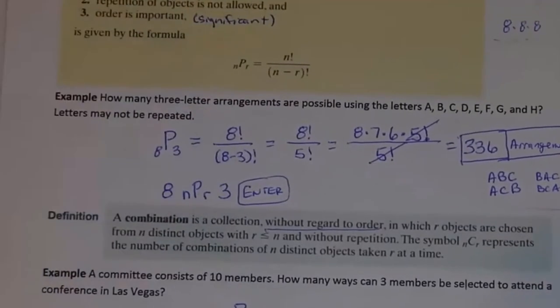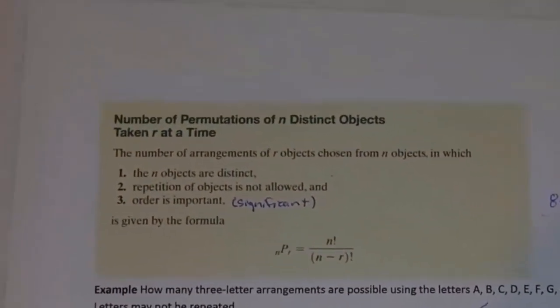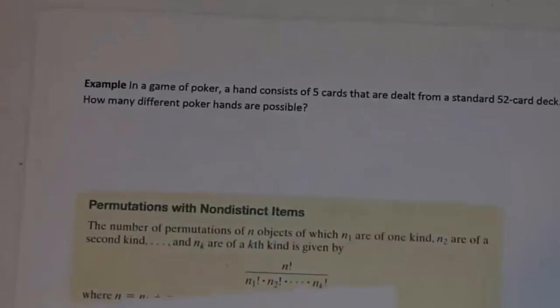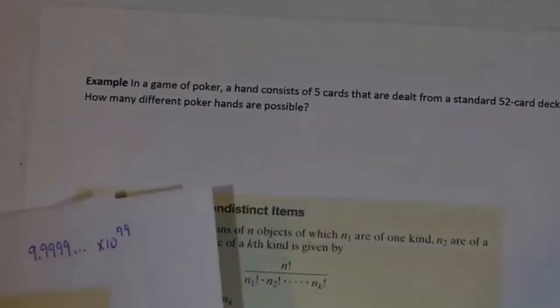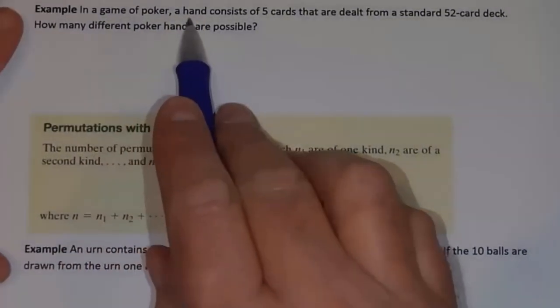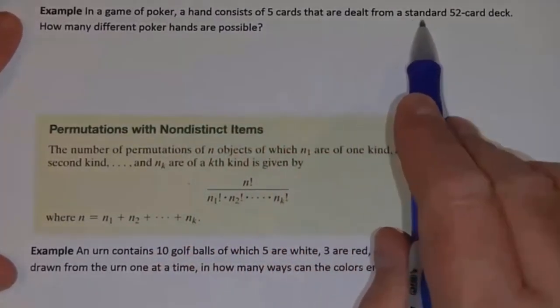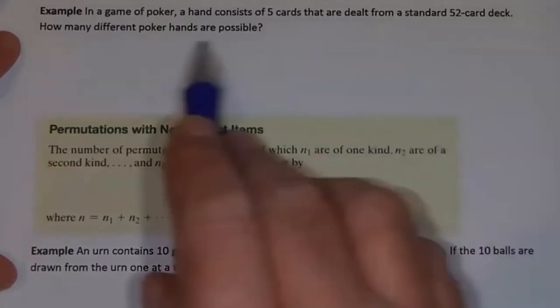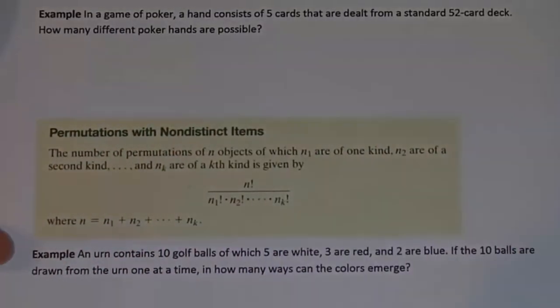So the trickiest part about combinations and permutations is paying attention to whether the order matters. Is the order significant for the objects? Example. In a game of poker, a hand consists of 5 cards that are dealt from a standard 52 card deck. How many different poker hands are possible? So would this be a permutation problem or a combination problem? Does the order of the cards that you're dealt matter in a hand of poker? Does it matter if you get the king of spades as your first card versus your second, third, fourth, or fifth card? It doesn't matter, right?